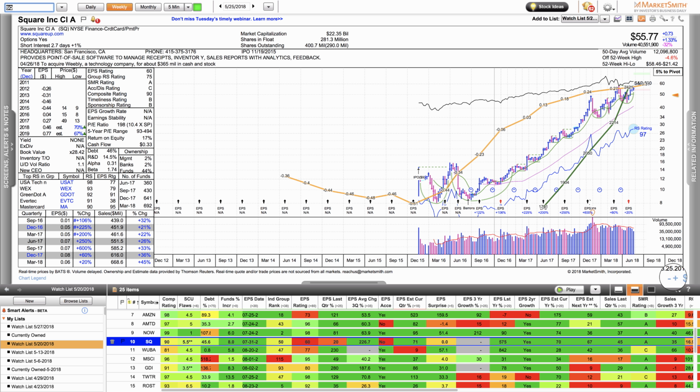Anyway, I hope that helps. It's a way to be able to visualize negative earnings or 0 earnings on a sort of a log scale, and it'd be nice if MarketSmith would get that in there.